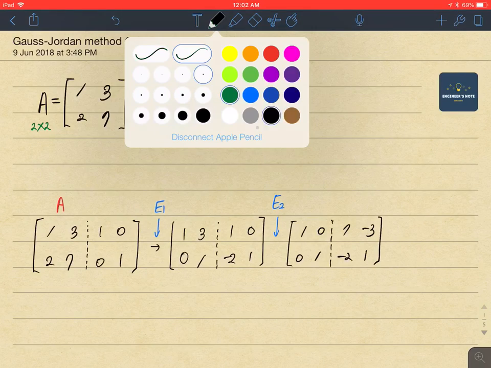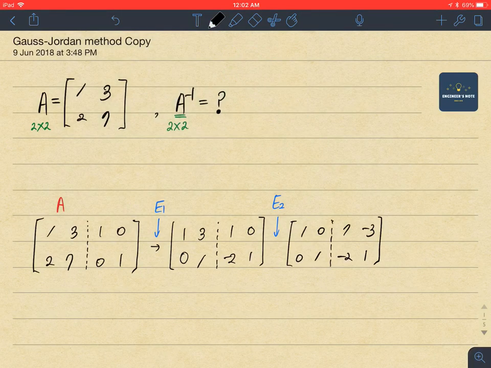Okay, and alright, let's say A multiplied by B and B multiplied by A both become the identity. In this case B is the inverse of A. This is the simple definition of an inverse matrix. So if this holds, B is the inverse of A.